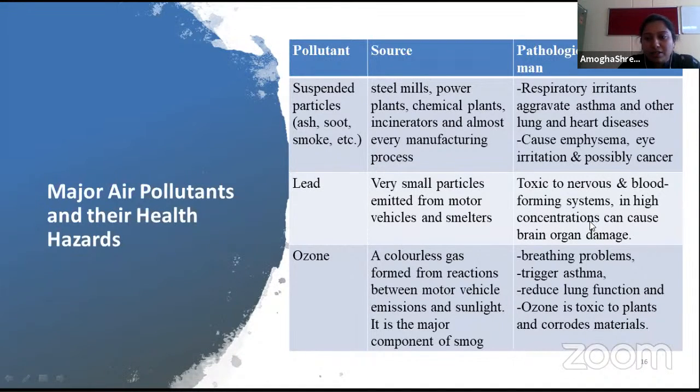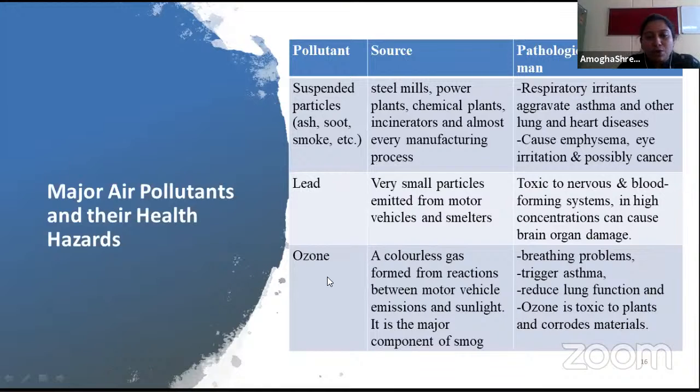And children who are undernourished are more prone to lead poisoning. And if they recover from severe lead poisoning, they will be mentally retarded and show some behavioral changes like reduced IQ or reduced attention spans. And these behavioral changes are irreversible in case of children.